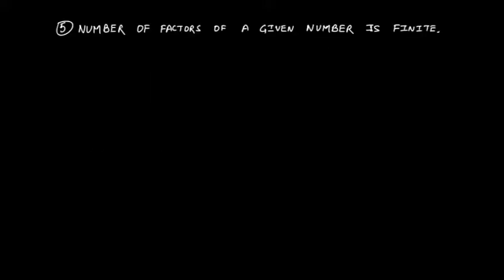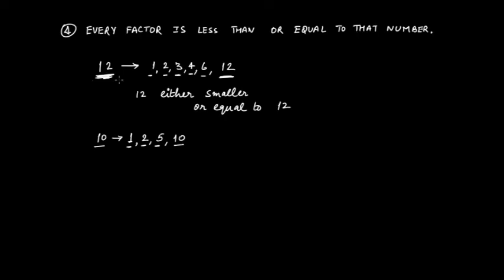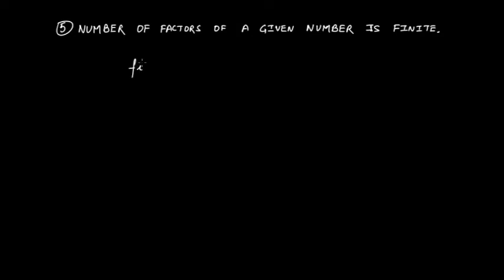The next point is that the number of factors of a given number is finite. In this example, how many factors do you have? You have 1, 2, 3, 4, 5 and 6, so 6 factors for 12. In this case, you have 1, 2, 3 and 4, so 4 factors. If you take any number and count its factors, that count is always finite. That means you can count that number.